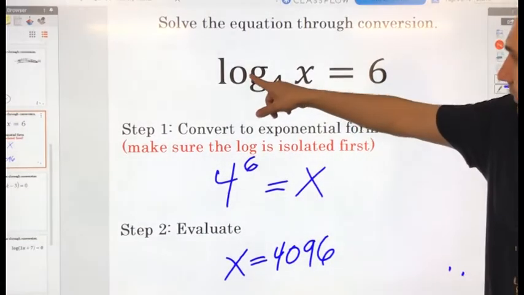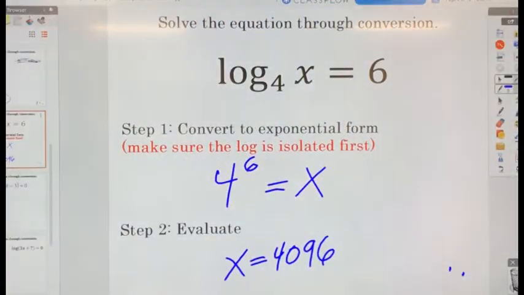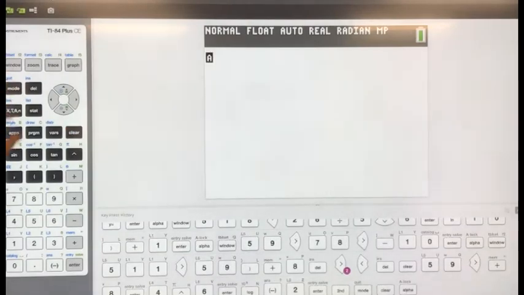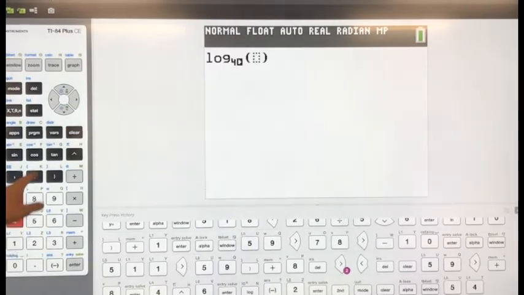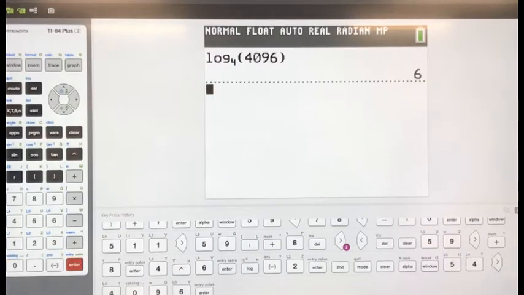So I'm going to try to find what is the log base 4 of 4,096. Hopefully it's 6. Log base 4 of 4,096, and yes, that worked out.